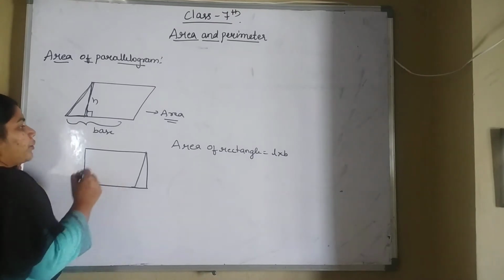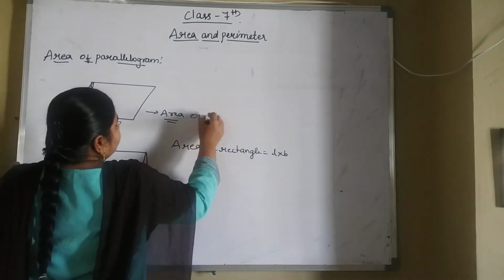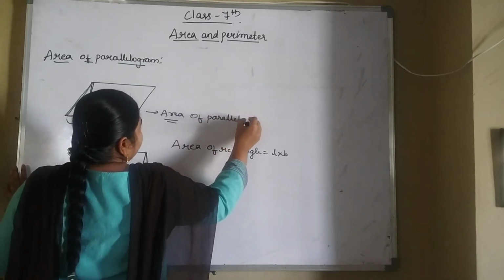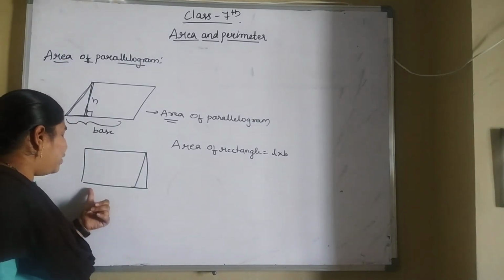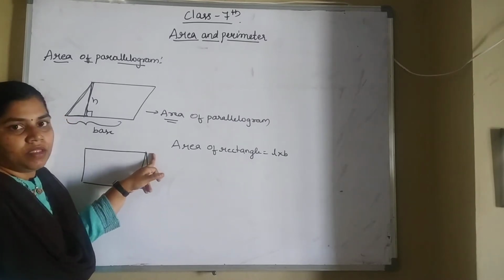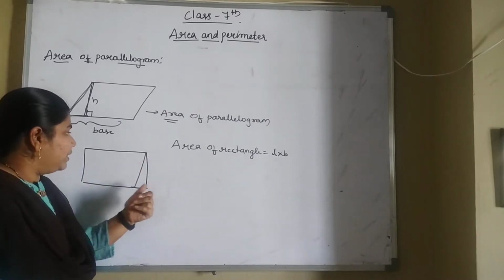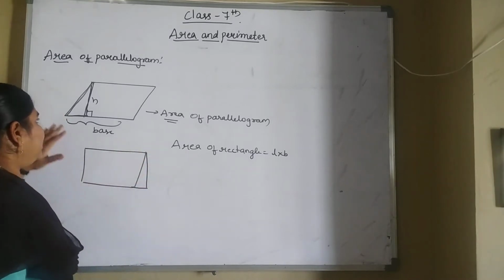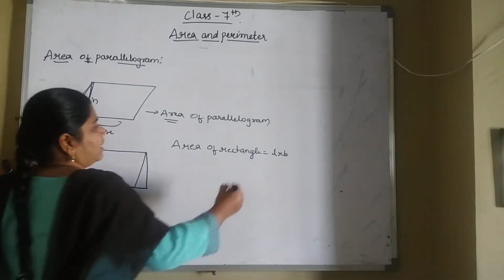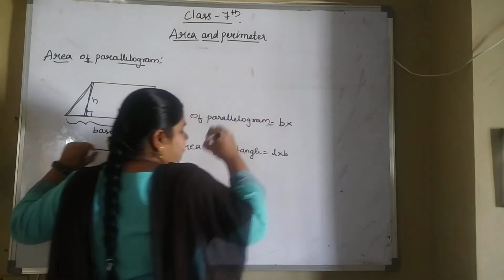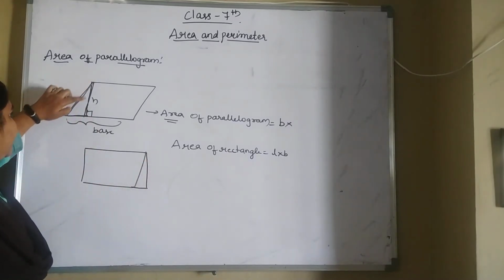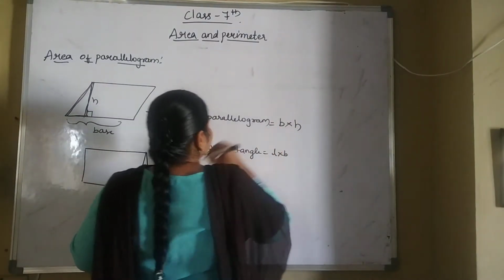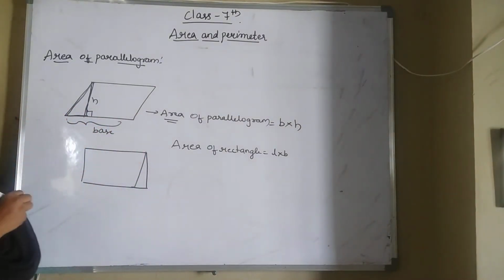Now what is the area of a parallelogram formula? Area of a parallelogram is equal to area of the rectangle. In the rectangle this value will be length and this value will be breadth. But in this parallelogram, this part will be the base. The length will be equal to the base now, and the breadth value is equal to the height. So what is the area of a parallelogram formula? That is base into height.